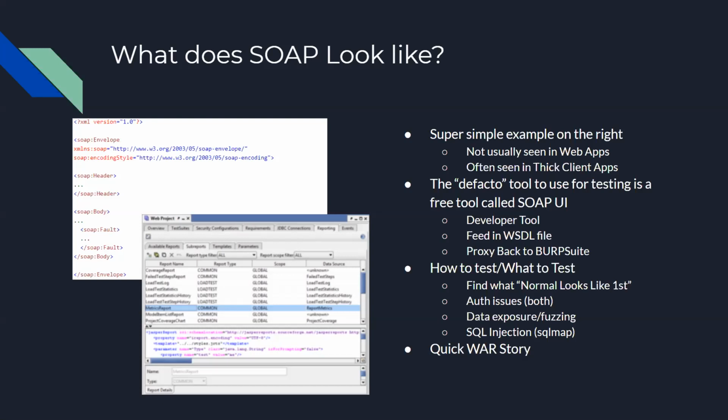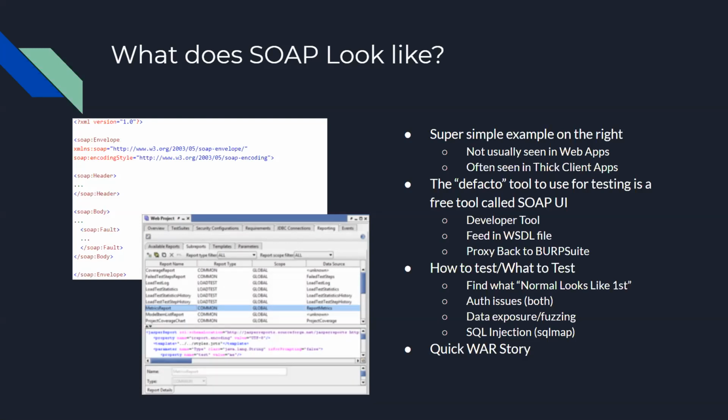The de facto tool for interacting with SOAP is a tool called SoapUI from a company called SmartBear. It's free. It's a developer tool, a QA tool, but all you really need to do is feed the WSDL file directly into the tool. The beautiful thing about it is it's really straightforward to interact with, and the WSDL file will determine the type of authentication the backend is going to be expecting. So for example, if there's an authorization string it's going to be looking for, the WSDL is going to tell you that as you're going through it.